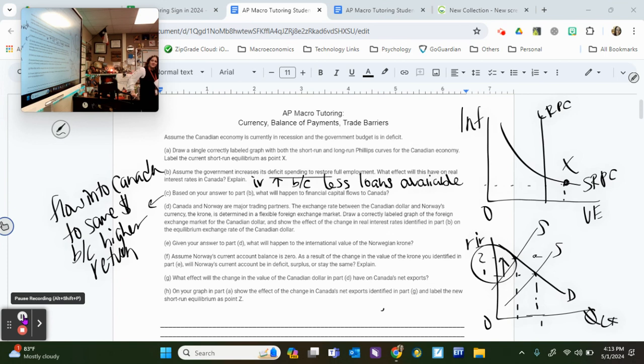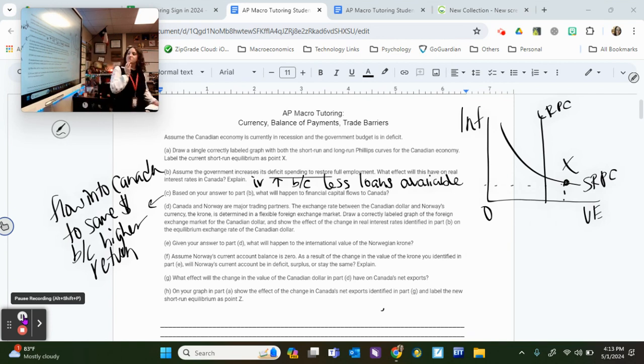I said flow into Canada to save money because higher return. Well, you already said higher interest rates on B. I don't want you to say the same thing again. Why is that relevant? They make more money on savings accounts. I think the only part of macro that stuck really well was interest rates. People want to invest more. That was it. Okay. That doesn't happen when it's the foreign thing.